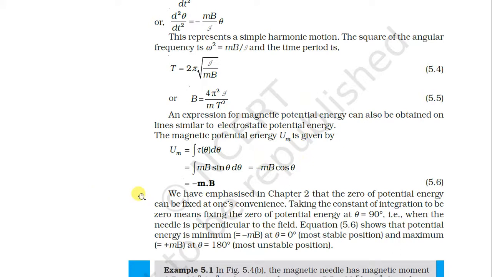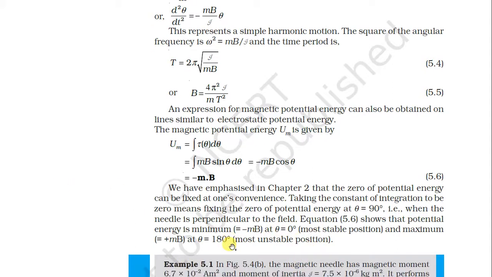We have emphasized in chapter 2 that the zero of potential energy can be fixed for convenience. Taking the constant of integration to be zero means fixing the zero of potential energy at θ = 90°. When the needle is parallel to the field, the equation shows that the potential energy is minimum, equal to −MB at θ = 0, and the maximum is +MB at θ = 180°. The first is the most stable position, and the second is the most unstable position.